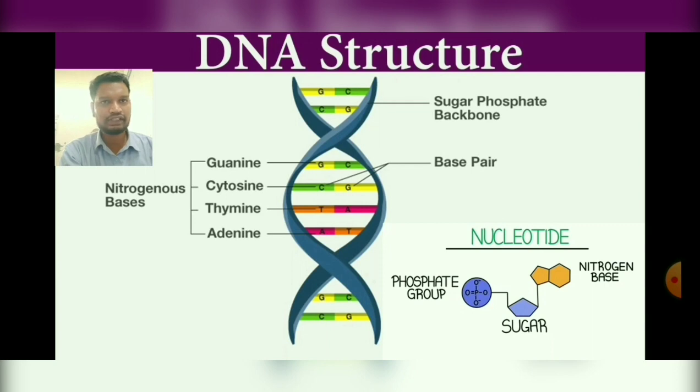Each chain of DNA molecule consists of many nucleotides and each nucleotide is formed by deoxyribose sugar, phosphate group and a nitrogenous base. The first type of nitrogenous bases present in DNA is purines, which is composed of adenine and guanine. And the second type is pyrimidines, which is formed of thymine and cytosine.